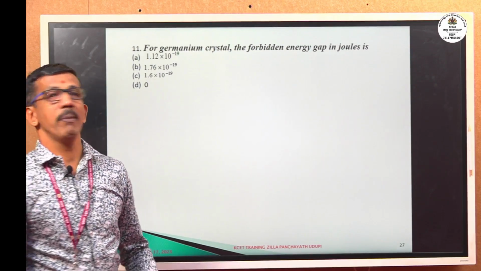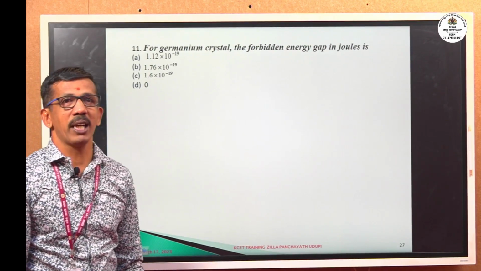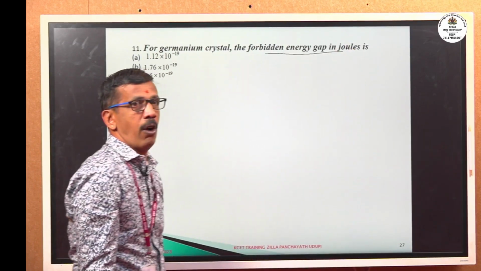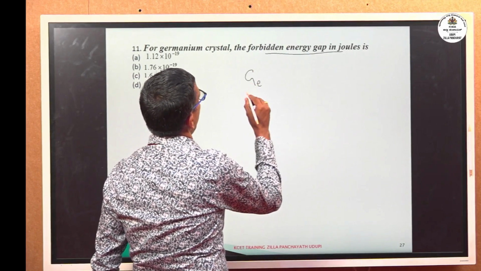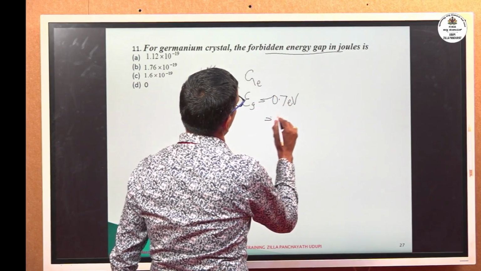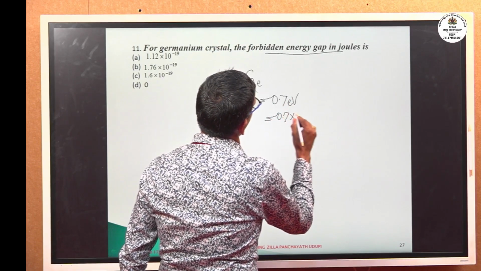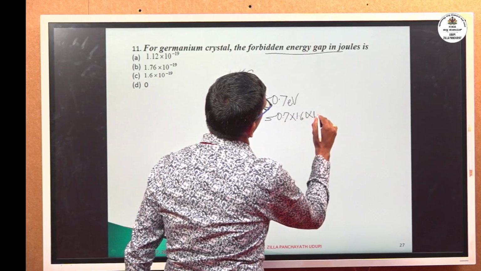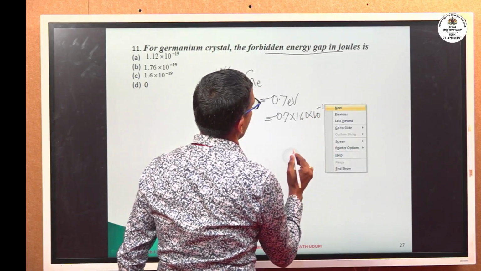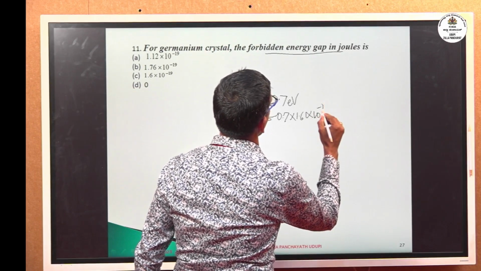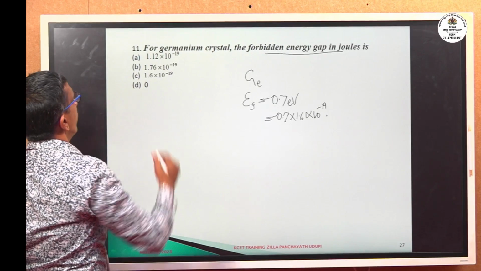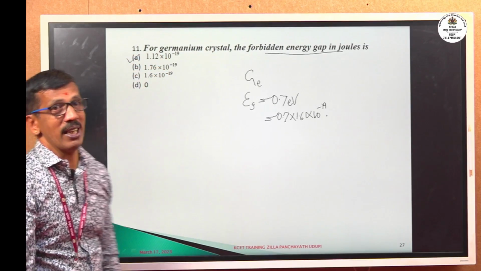Next question, for a germanium crystal, the forbidden energy gap in joules. We know for germanium, the energy gap in electron volt is 0.7 eV. Convert into joule, 0.7 into 1.6 into 10 power minus 19. 1.6 into 0.7, 1.12 into 10 power minus 19 is the right answer.